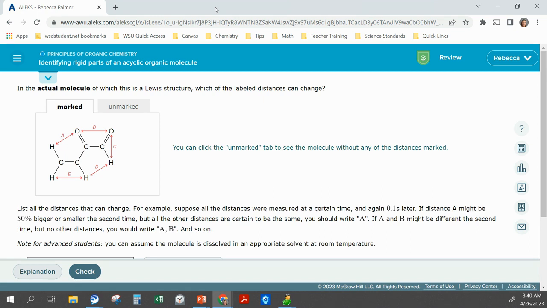If we look at D, this is a single bond, so this can rotate. So that's going to spin. That can flip the hydrogen. This hydrogen can come out of the page. So D can change. So for mine, I'm going to put D.